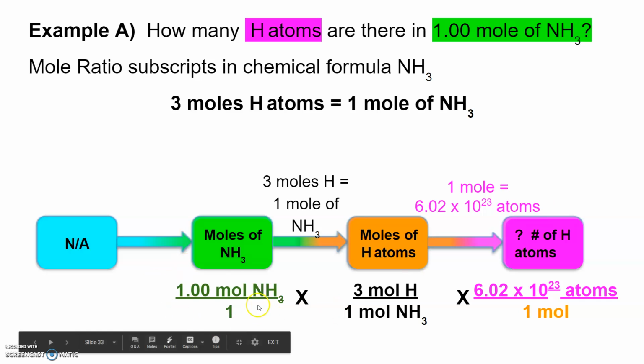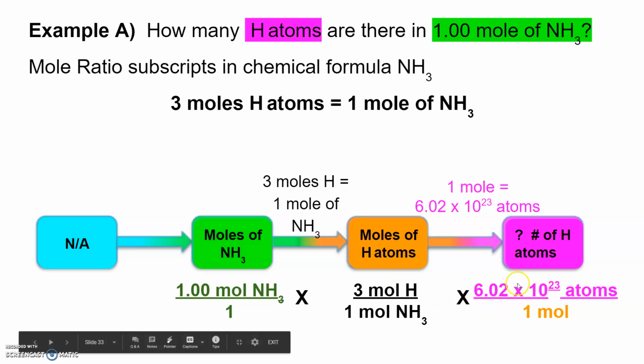We take what we're given, put it over 1, and then we'll multiply that by this first conversion factor, which comes from the subscripts. So 3 moles of H over 1 mole of NH3. Since I want to cancel out moles of NH3, that's why the 1 mole of NH3 is on the bottom, and the 3 moles of H, which I want to find, is on the top.